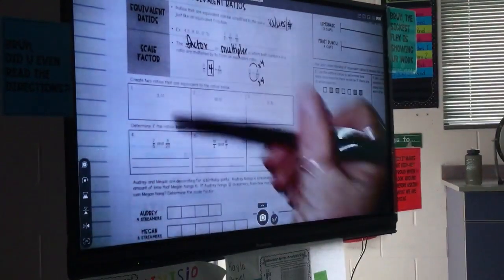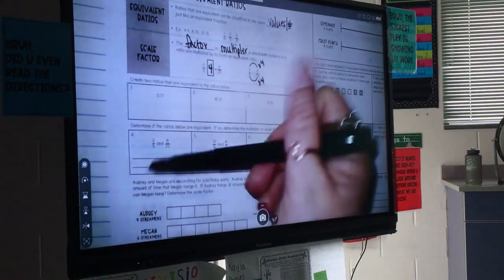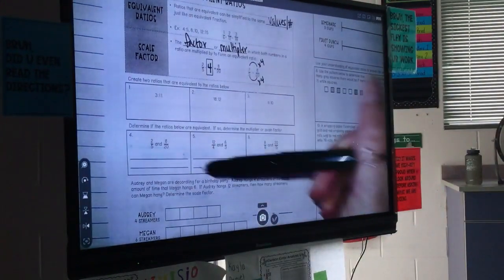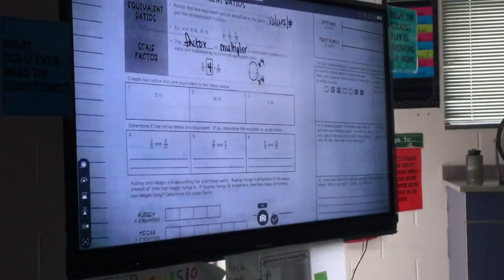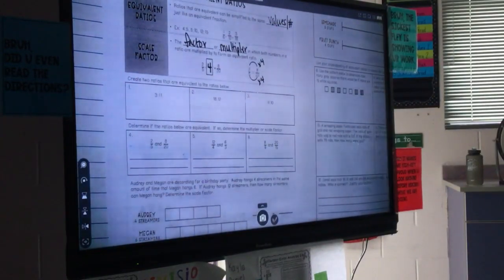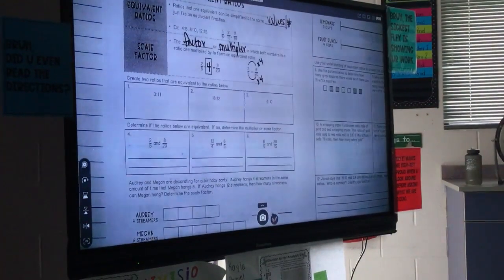What you're doing as a group, you're doing number 1 through 3 and 4 through 6. 4, 5, and 6, you're going to write yes and explain why, or you're going to write no and explain why. Okay? But again, you're doing these 6 problems as a group. Go ahead. I'll set my timer for 5 minutes.